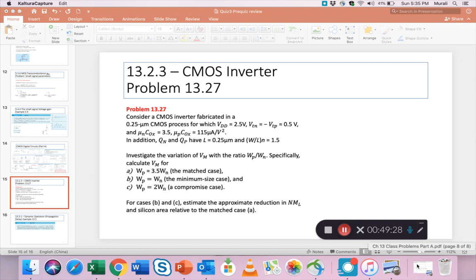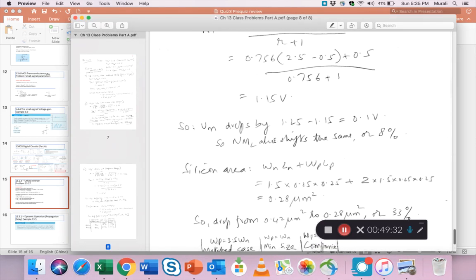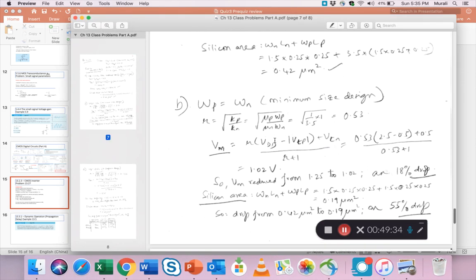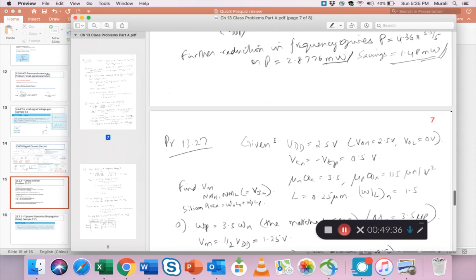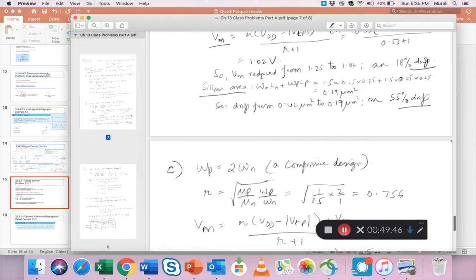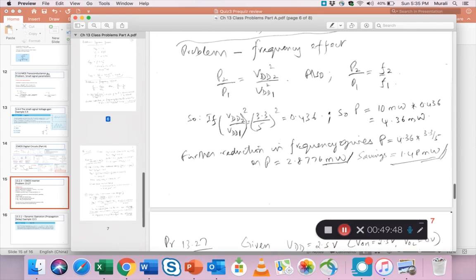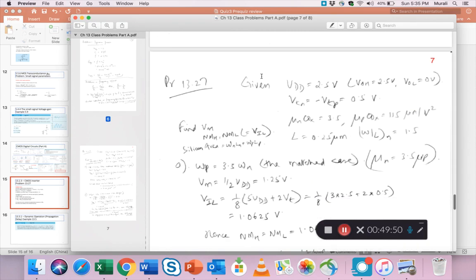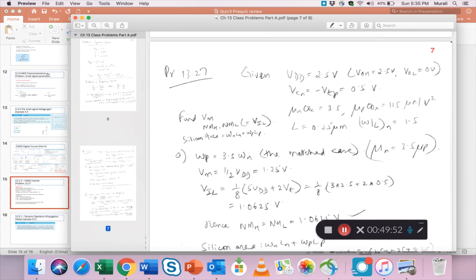So let me open up my PDF. This is the PDF called class problem, chapter 13, class problems, part A.pdf. So let's look at this problem. Yep, I think this is the one, 13.27. Yeah. Okay, so it's on page 7.